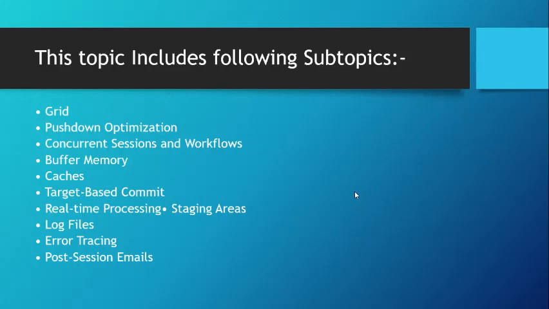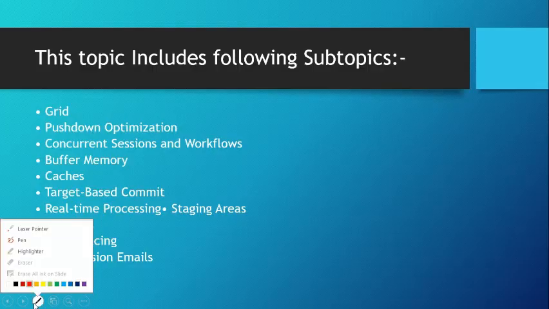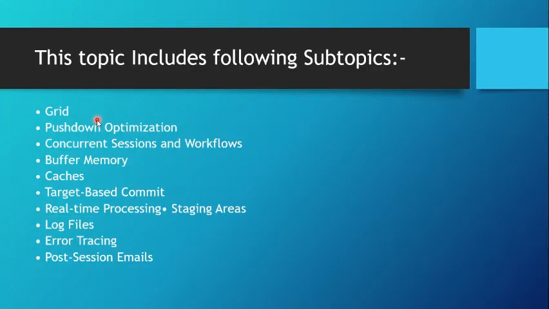This topic includes the below topics, like grid, push down optimization. This optimization we perform basically from the workflow level, like session, task. And then concurrent session, how the concurrent session and the workflow work. Suppose you want to execute the same workflow for multiple locations, right?